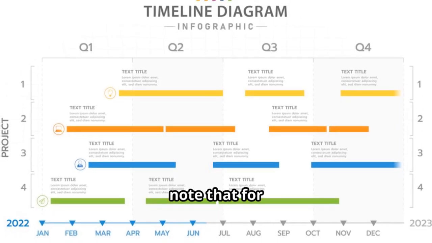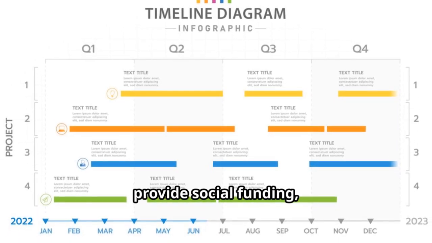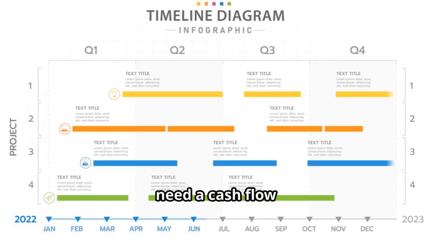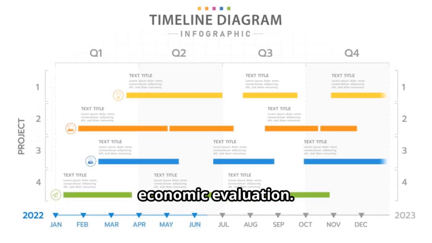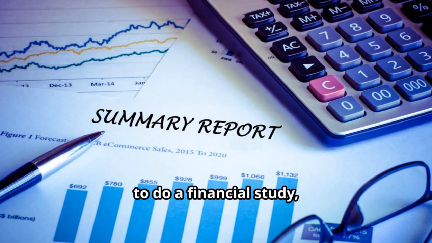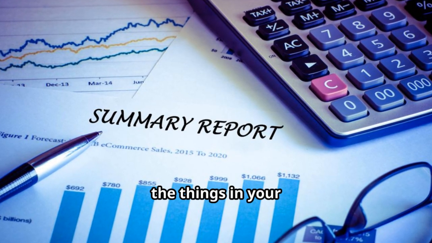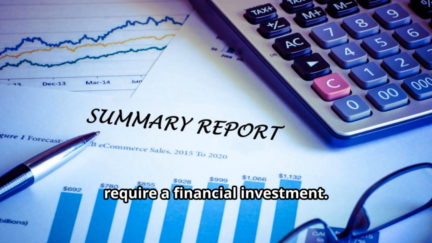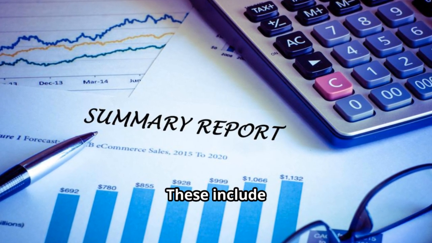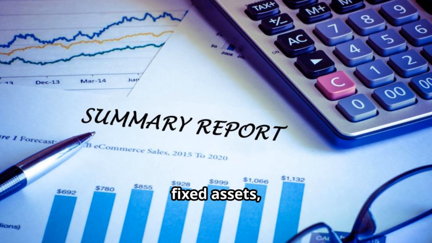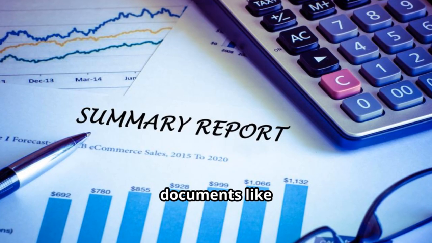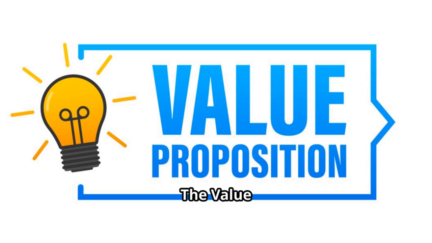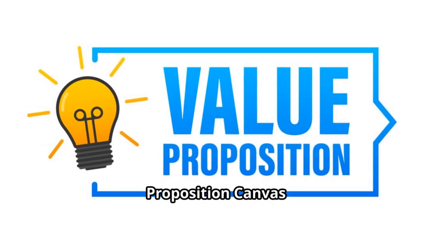It's important to note that for organizations that provide social funding, sometimes they only need a cash flow plan and don't require a detailed economic evaluation. In conclusion, to do a financial study, you need to find the things in your business plan that require a financial investment. These include things like working capital, fixed assets, and pre-operating expenses, all put together into official documents like financial statements. The Value Proposition Canvas.